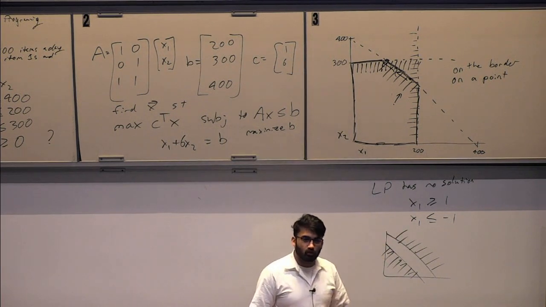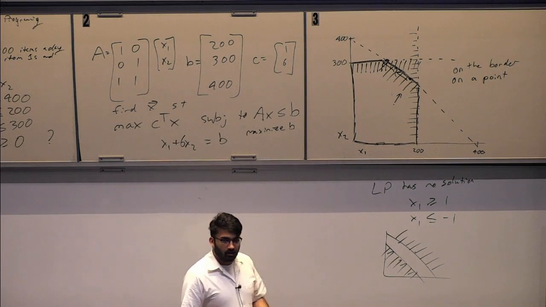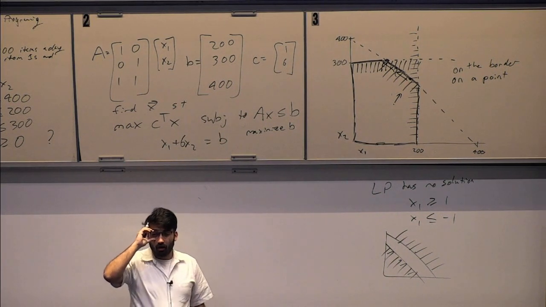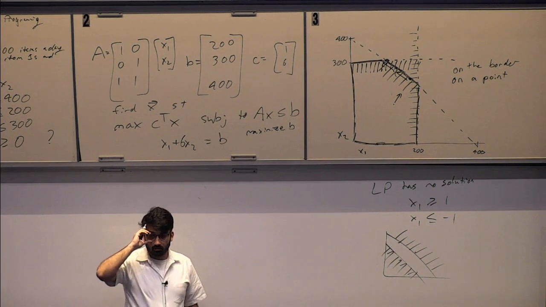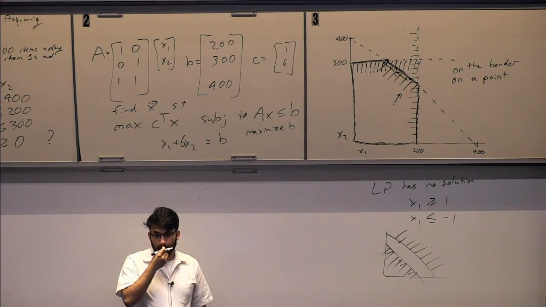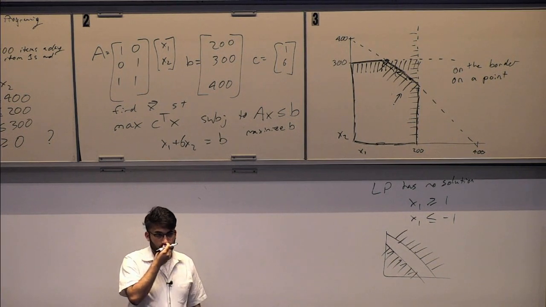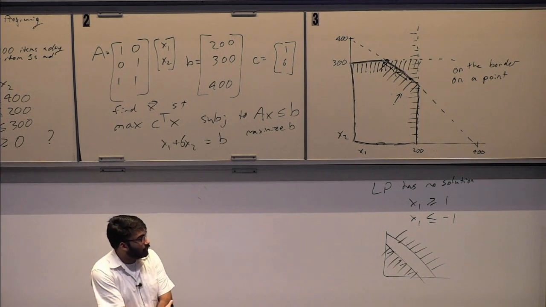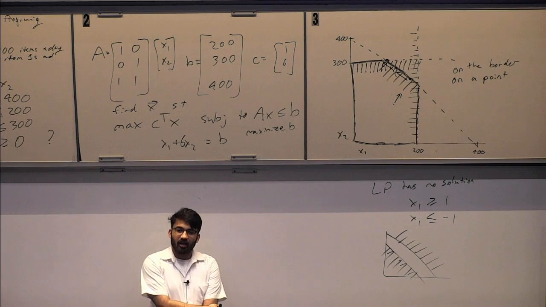There's a second way that an LP has no solution. See if we can think of it. What is the second case, not when there's no feasible region, what is the second case when an LP should have no solution?